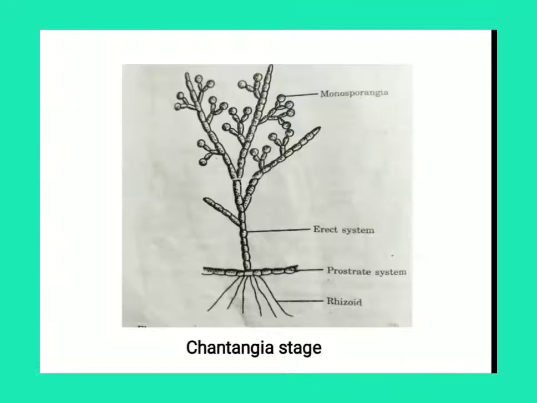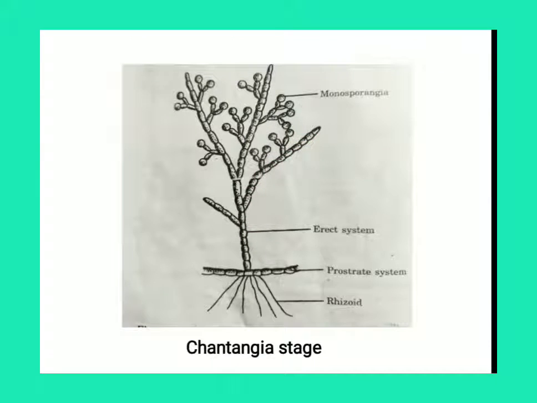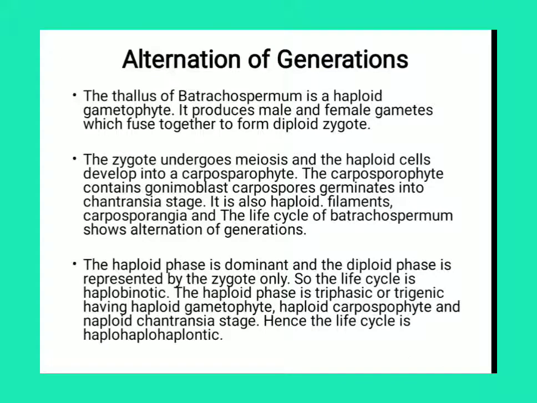Okay, you can see in this figure, this is a branch, and some spore-like structures develop, and the spore further germinates into the whole plant body. This is known as asexual reproduction by the monospore. Okay, and then alternation of generation.